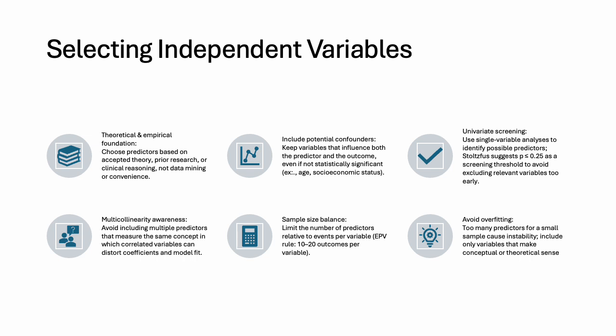The next thing we want to balance is the sample size. As a general rule of thumb, we have the events per variable, or EPV rule, where you want to include at least 10 to 20 outcome events for every variable you include. That helps keep your coefficients stable and prevents random noise from overpowering the true signal. And finally, we want to avoid overfitting, which happens when we try to squeeze too many variables into the model for a small data set.